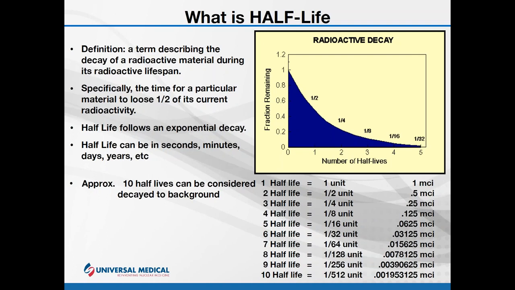whatever we're dealing with is down to essentially background radiation. If you reference that table down in the bottom right of the slide, you're going to see the activity remaining from a 1 millicurie source after 10 half-lives is going to be about 2,000th of a millicurie, which is going to be extremely hard to distinguish from any kind of background radiation. So 10 half-lives, pretty much gone for us, for what we're dealing with.